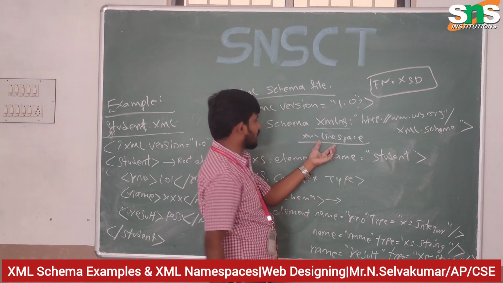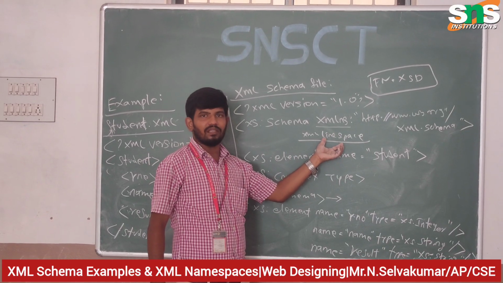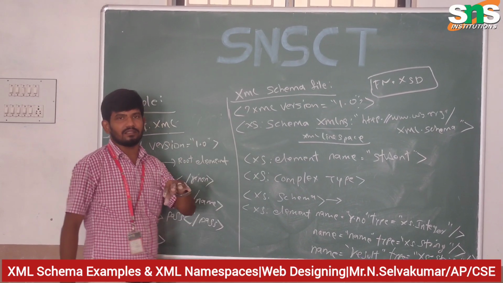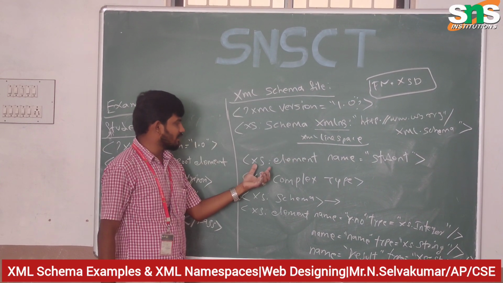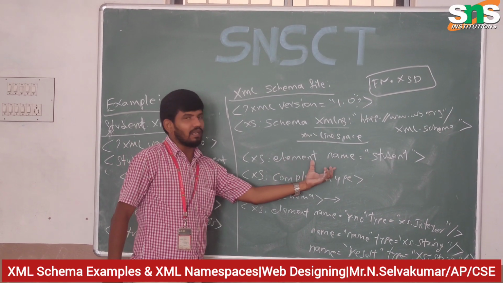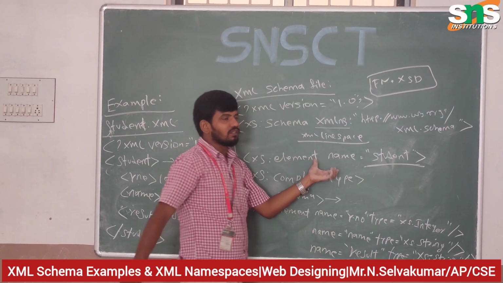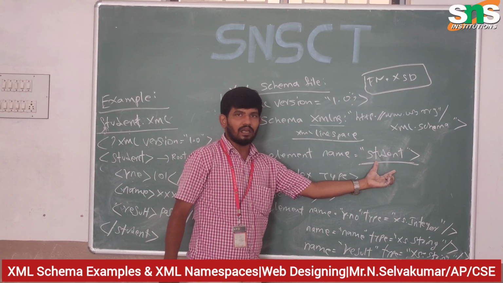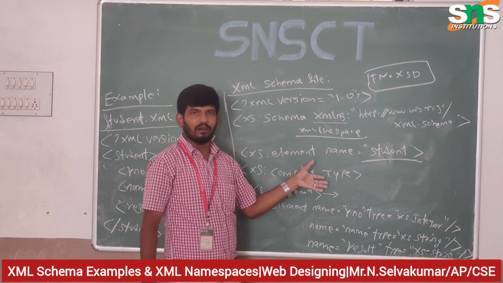Why do we use the XML namespace? This keyword is used to identify the links, so that XML files can control different links. Next is the XML element. This XML element is the root element. Here we are using student as the root element. This is called a complex type element because we have a root element and a child element, so it is a complex type of XML schema.